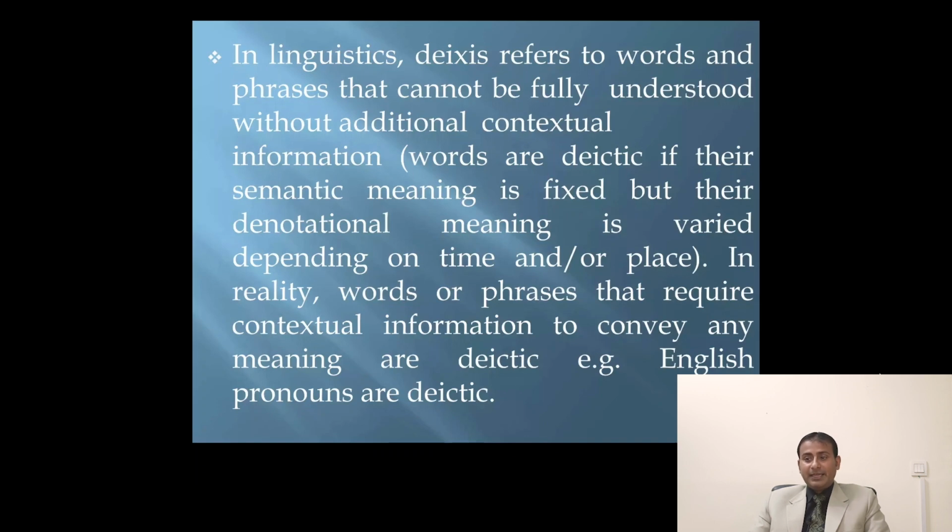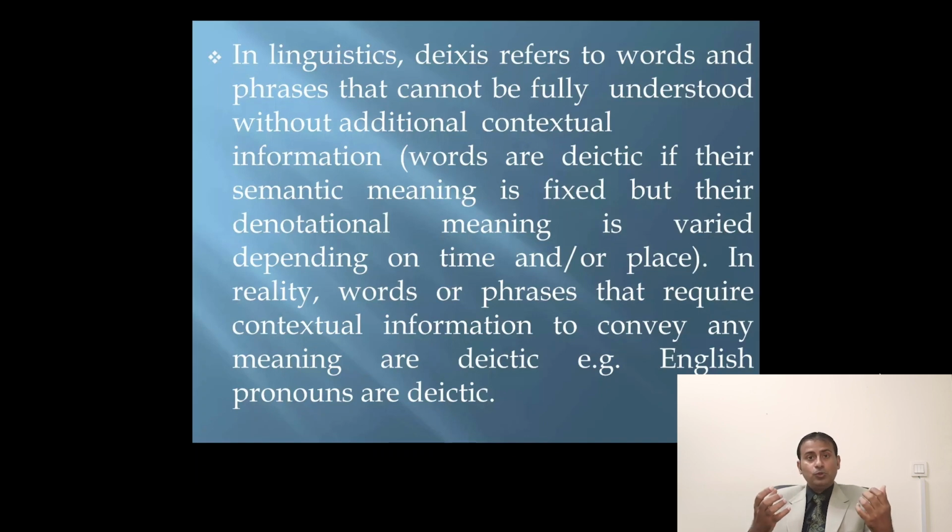Words are deictic if their semantic meaning is fixed, but their denotational meaning is varied depending on time and place. In reality, words or phrases that require contextual information to convey any meaning are deictic. For example, English pronouns are deictic, and I have just talked about them. Even the word pronoun we.